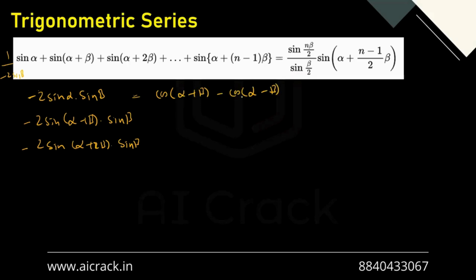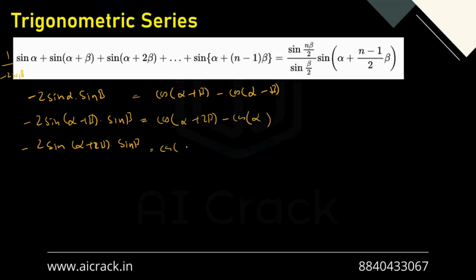Now this alpha minus beta difference is also irrelevant, right? Because we have cos over here. In case of sine, it might change the sign over here, but in case of cos, it's not going to change the sign, right? Now the second term would become cos of alpha plus 2 beta minus cos of alpha.